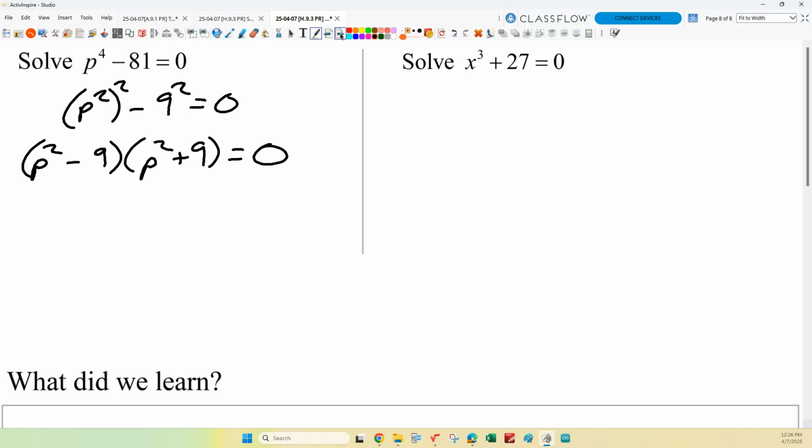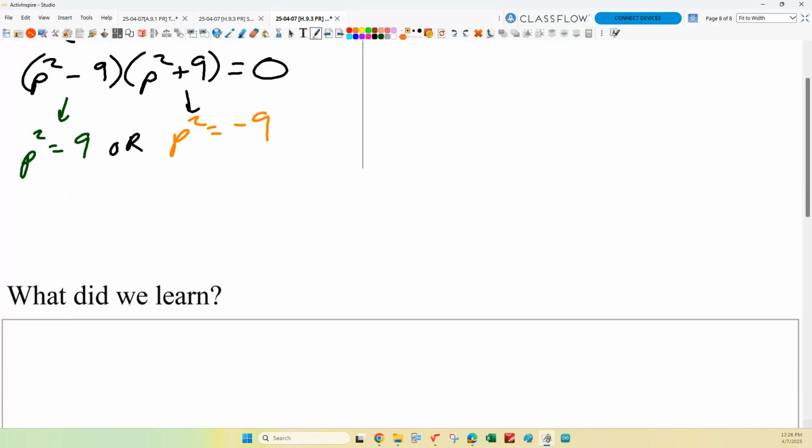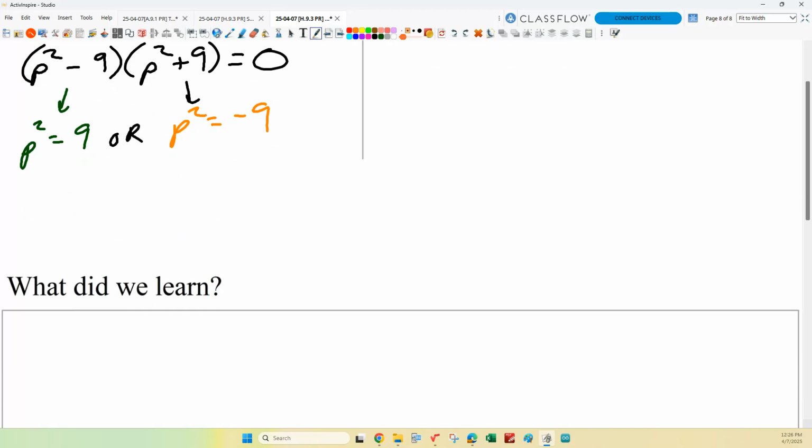I could just choose to use the zero product property now. What if I just took this one, for example, and I'm just going to set this equal to 0. So either p squared equals 9, or if I set this one equal to 0 through the zero product property, I get p squared equals negative 9. Okay, I could square root both. In both cases, I could just square root to solve. What are my 2 solutions I get from the green equation?